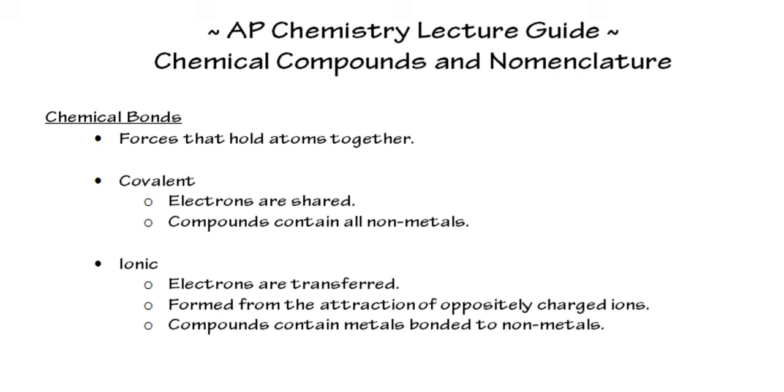So before we go into the nomenclature, a quick review of bonding. Chemical bonds obviously hold atoms together. The purpose of a bond is to create stable atoms. A major misconception: atoms are neutral.